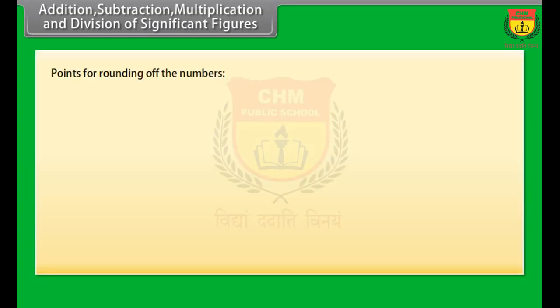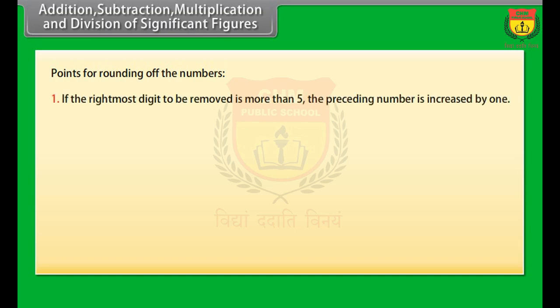Addition, subtraction, multiplication and division of significant figures. Points for rounding of the numbers. 1. If the rightmost digit to be removed is more than 5, the preceding number is increased by 1. Example, 1.386. If we have to remove 6, we have to round it to 1.39.